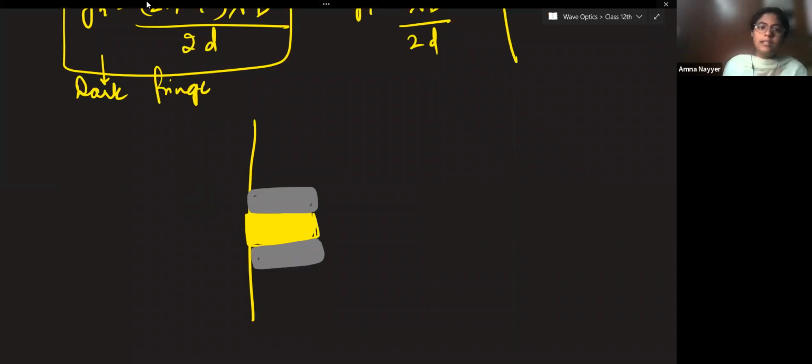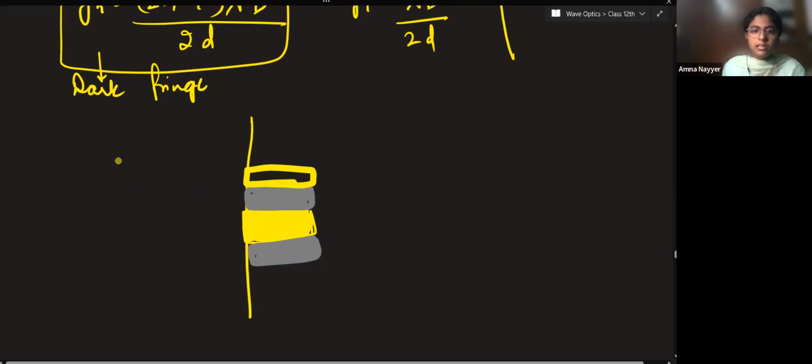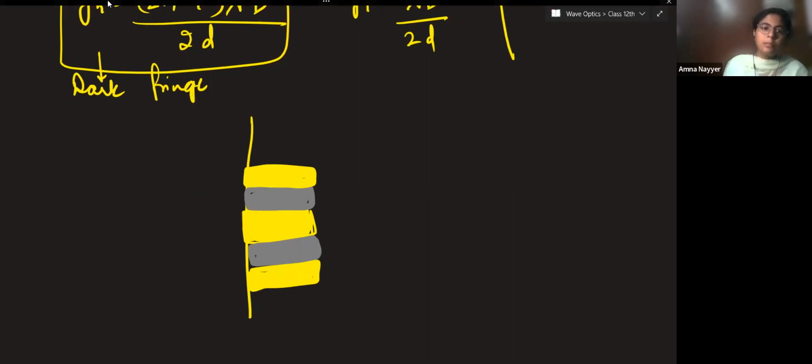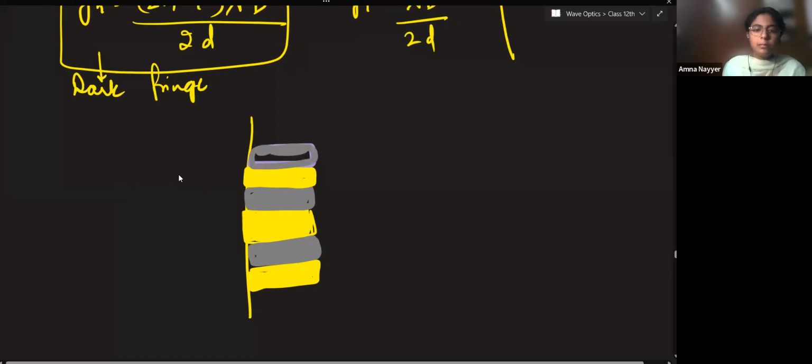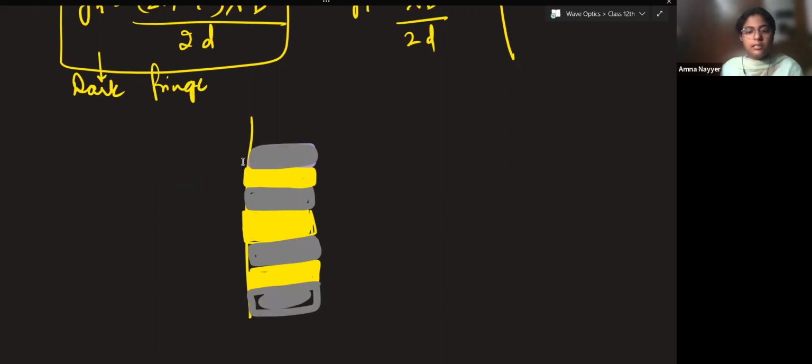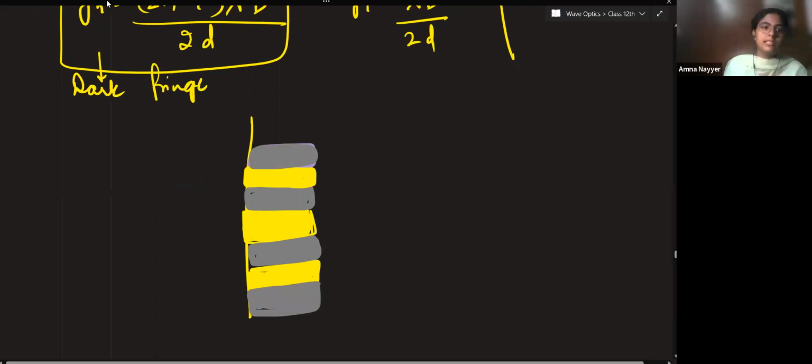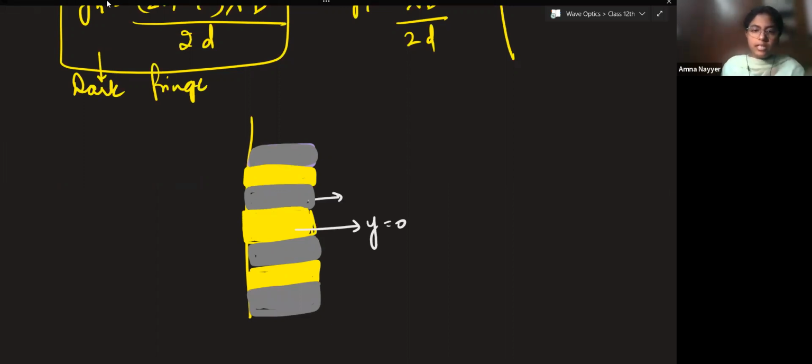Then after this, again you will obtain a bright fringe here. Here you will obtain a bright fringe. Then again on either side you will obtain a dark fringe. So here you will obtain a dark fringe. Then here also you will obtain a dark fringe like this. Now see, this was your central bright fringe. Fine. This is central bright fringe.